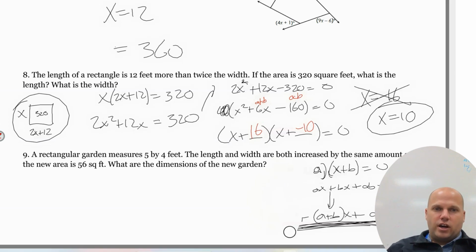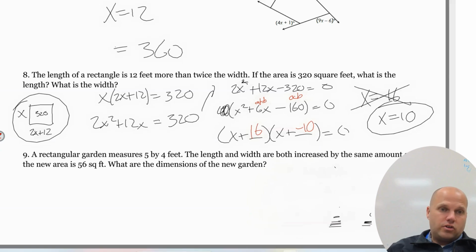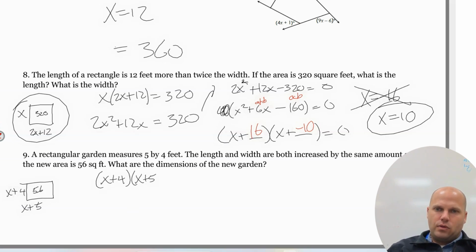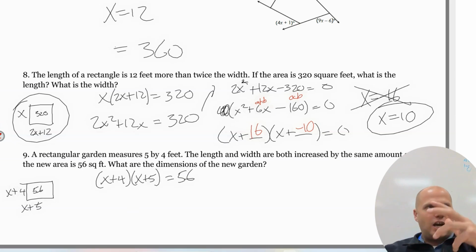The next question is a great question because it involves you understanding distribution and factoring all at once. So we have a garden that is a 5 by 4, and we're going to increase it by the same amount until our area is 56. Well, that means that our length times the width has to equal this 56. How do we solve this? Well, we're going to have to get everything on the one side. We're going to have to try to factor and solve.